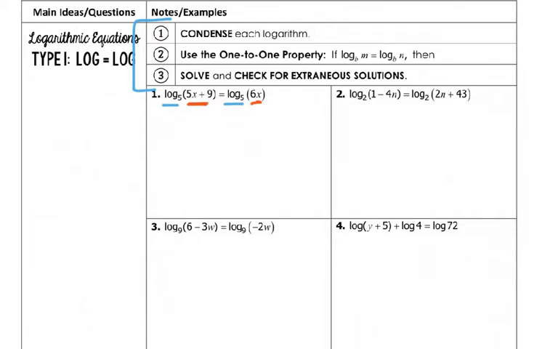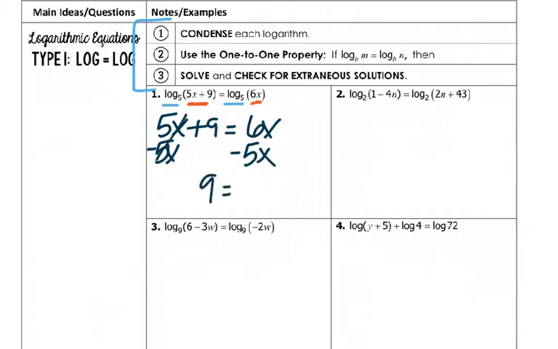All right, so look at number 1. Since it's log base 5 on both sides, we're going to say 5x plus 9 equals 6x. From there, we are going to subtract 5x on both sides. It's just a basic equation. So 9 equals 1x, and that is a solution when you plug it back in and solve it.